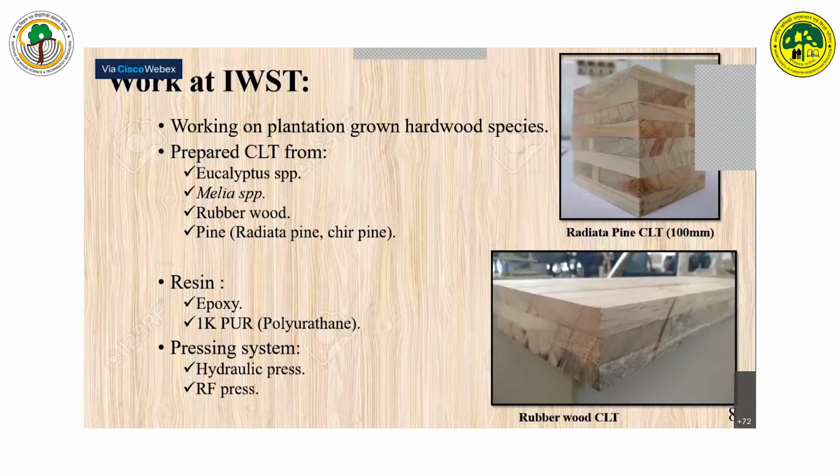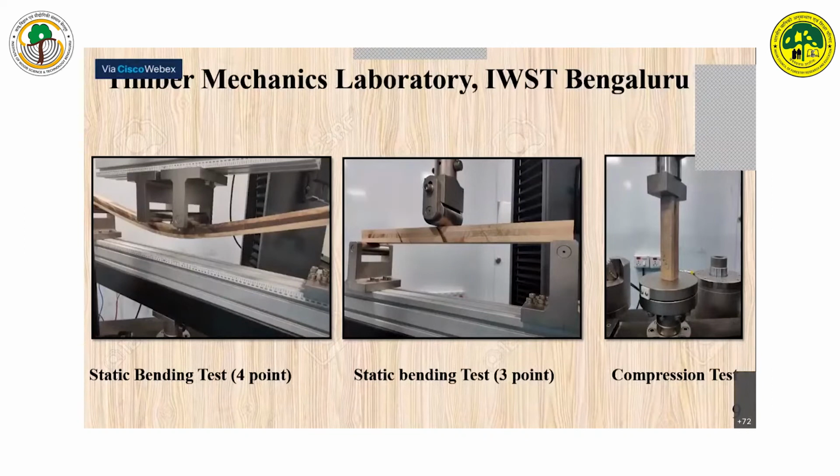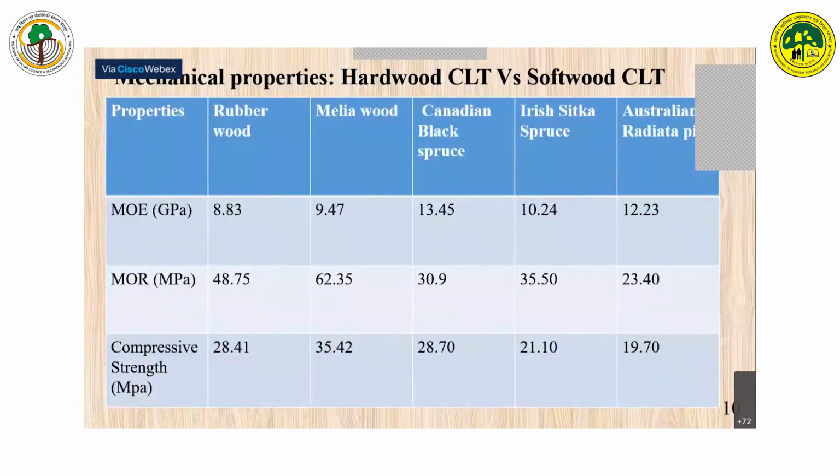We have used two cold-setting adhesives, epoxy and one-component polyurethane. Two kinds of pressing systems have been used till now: hydraulic press and RF press, the radio frequency pressing system. This is our Timber Mechanics Laboratory at IWST, in which we have conducted some mechanical tests, including static bending of 3-point and 4-point, and compression tests as well, as we can see in the photographs.